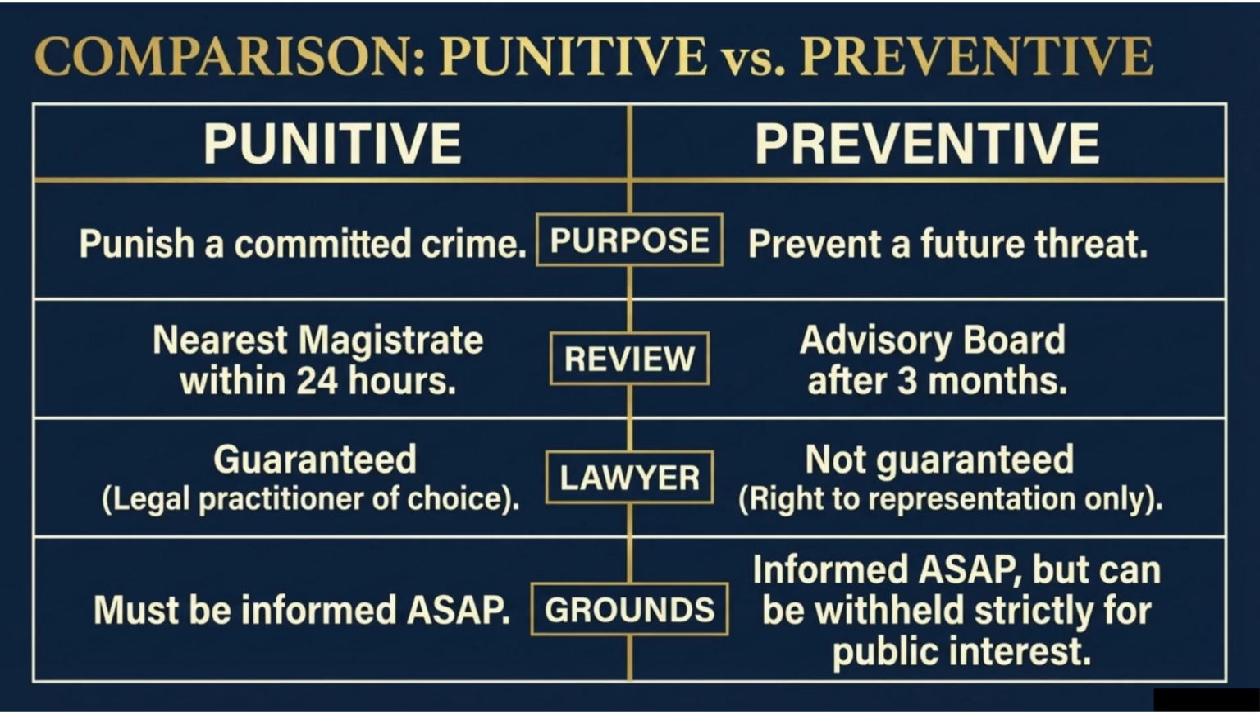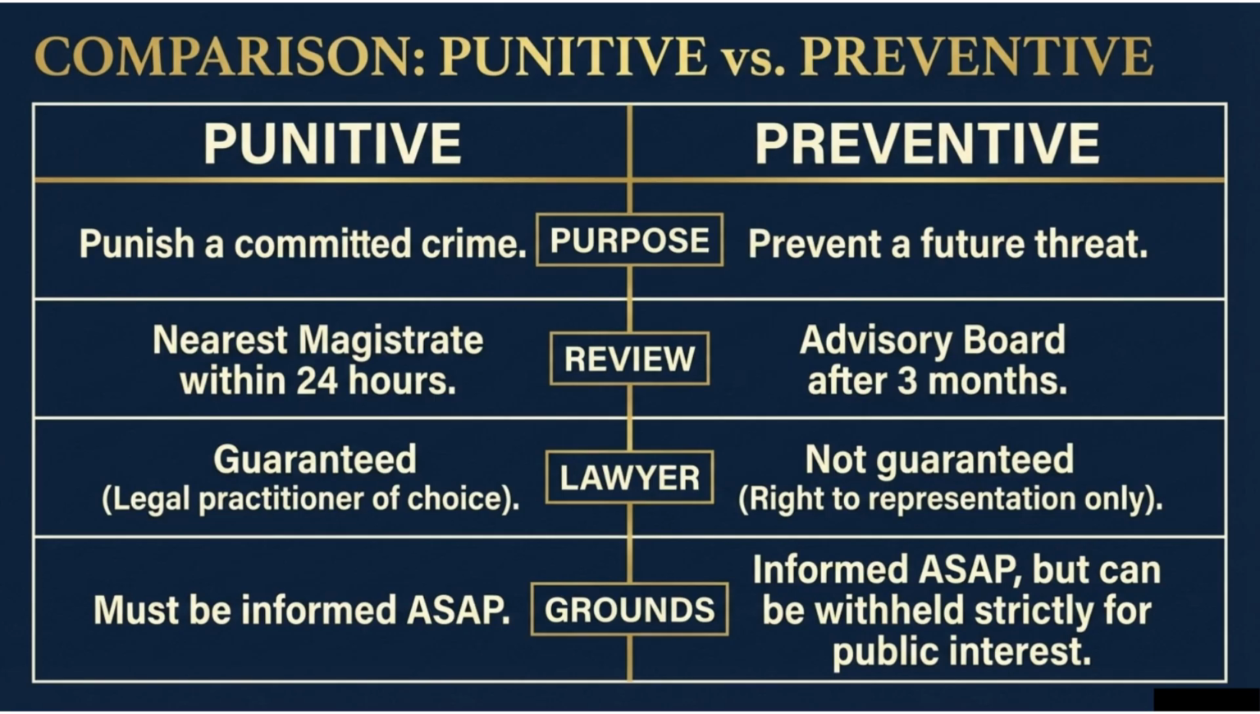Punitive detention happens after a crime is committed. Its purpose is to punish. Preventive detention happens before any crime, to prevent a future threat. In punitive detention, review happens before the nearest magistrate within 24 hours. In preventive detention, review happens before an advisory board, but only after 3 months.